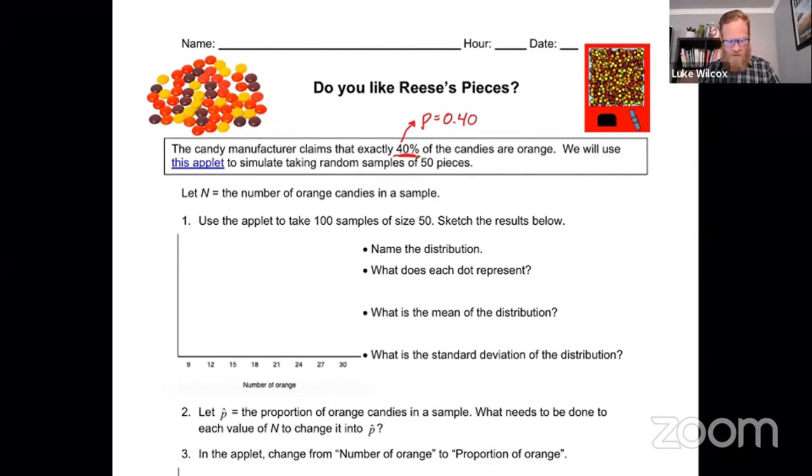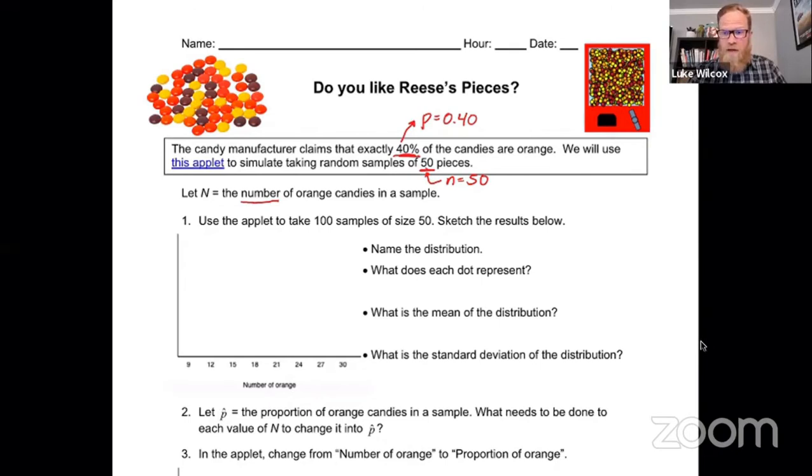So we're going to use an applet to simulate taking random samples of 50 Reese's Pieces. Well, this very clearly is our sample size, and we're going to use lowercase n to represent that sample size of 50. So here's the definition of the random variable. It says let X equal the number of orange candies in a sample. So we're looking for how many out of those 50 are orange. So question 1 says use the applet to take 100 samples of 50, sketch the results below.